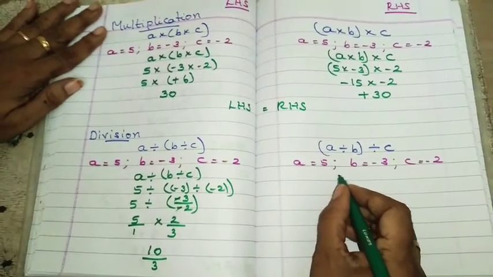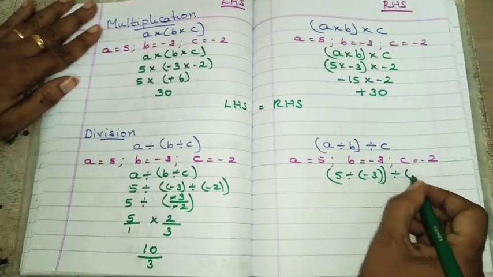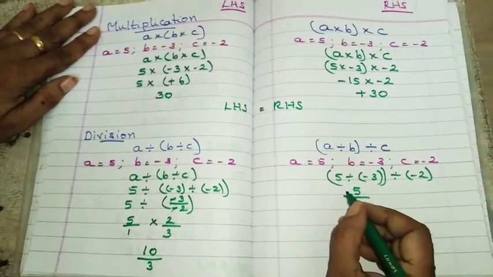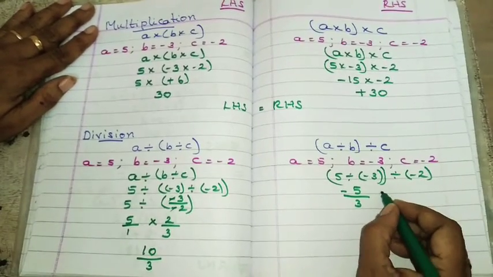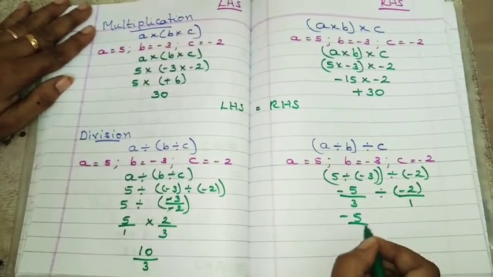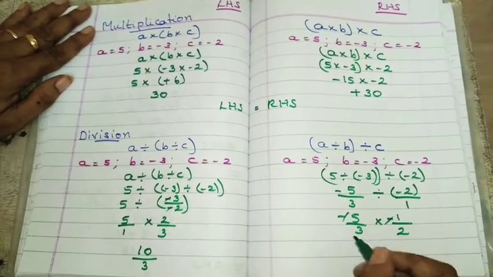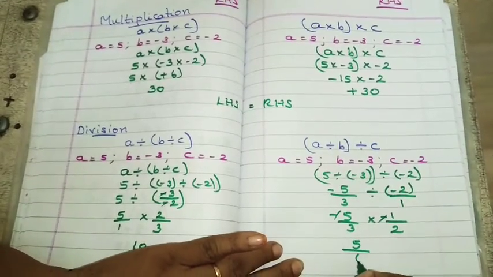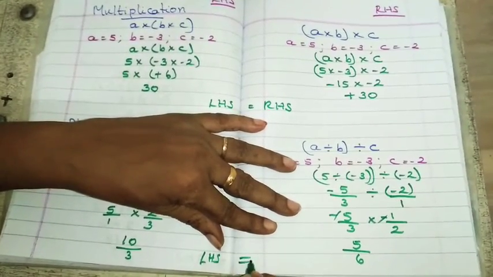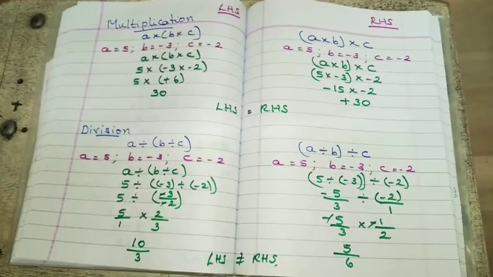Moving on to the RHS, 5 divided by minus 3 divided by minus 2. Here you can write it as 5 by 3. You should not write the negative sign in the denominator, so put it in the numerator, divided by minus 2 by 1. So minus 5 by 3 into 1 by minus 2. Again signs will get cancelled. You will get the answer as 5 by 6. So 10 by 3 is not equal to 5 by 6. So LHS is not equal to RHS. So division does not hold good for associative property.